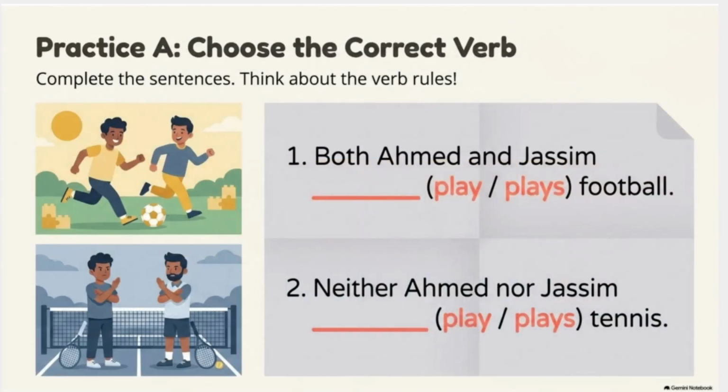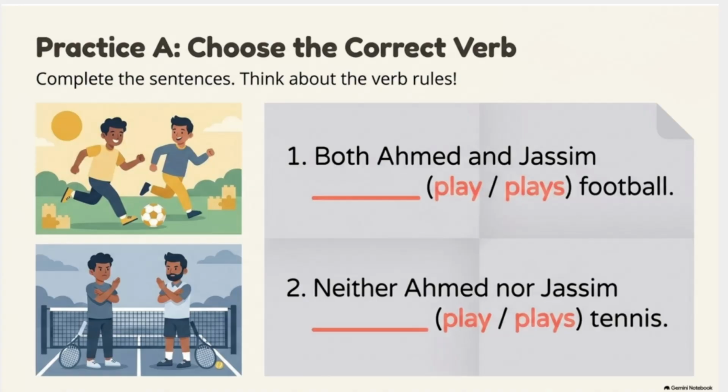Practice A. Choose the correct verb. Now it's time to practice. Look at the first sentence. Both Ahmed and Jassim, blank, football. We have two choices. Play or plays. Remember the rule for both. And Ahmed and Jassim are two people.